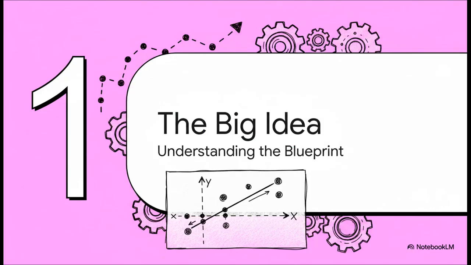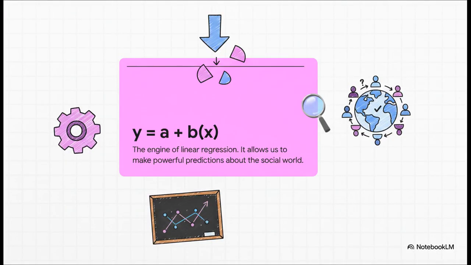Okay, so to really get how that line gets drawn, we need to look at its blueprint. And don't worry, it's way simpler than it looks. Once you get this, you'll understand the logic behind pretty much every regression output you'll ever see. Yep, this is it. This is the engine that drives linear regression. Everything we're about to talk about comes right back to this simple little formula. I know, it looks like something from high school algebra, and that's because it is. But this simple engine lets us make incredibly powerful predictions about the social world. So let's break it down piece by piece.